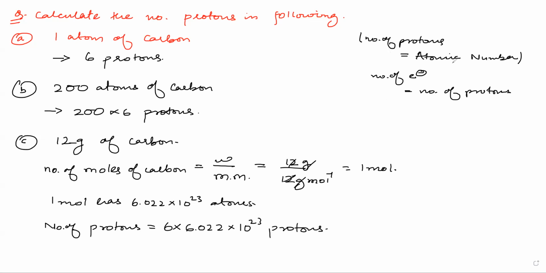So the number of protons is equal to the atomic number. So for one atom of carbon, the atomic number is 6, so there will be 6 protons. Correct? Now, if you have 200 atoms of carbon, you will just multiply 200 into 6 to get the number of protons. Correct?